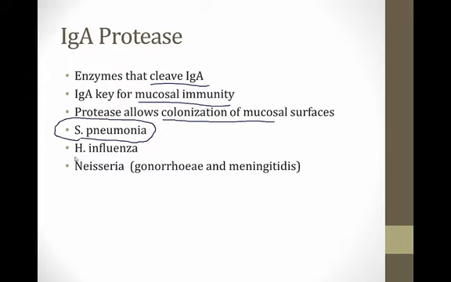It's also important for H. influenza, and it's also important for Neisseria. Both gonorrhea and meningitis have IgA protease.